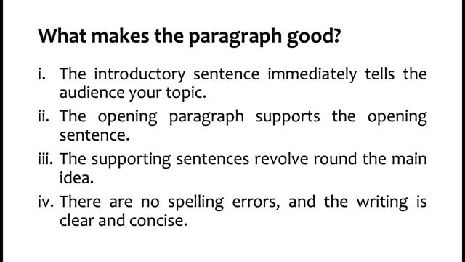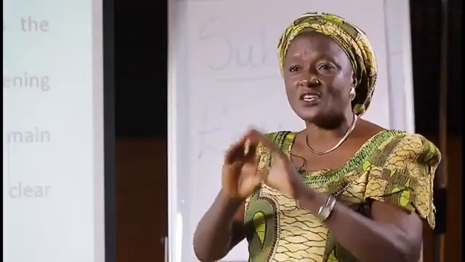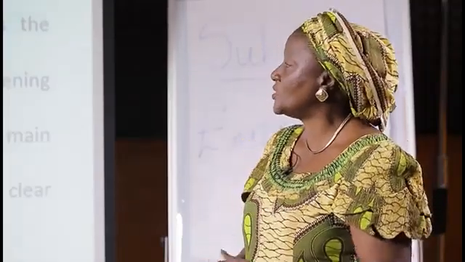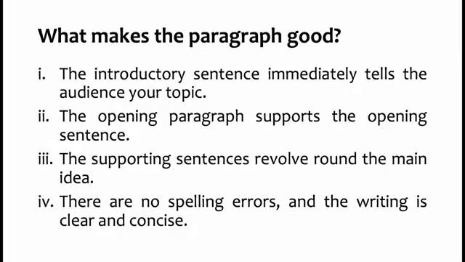Now, what makes this paragraph good? Number 1, the introductory sentence immediately tells the audience the topic. Even though the topic is not stated outright, that first sentence tells you the topic already. Number 2, the opening paragraph supports the opening sentence. Number 3, the supporting sentences revolve around the main idea. And number 4, there are no spelling errors and the writer is clear and concise.